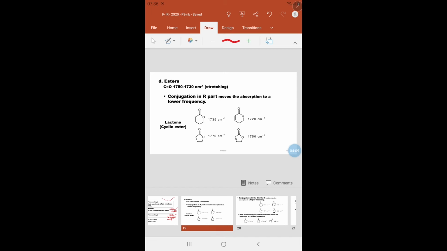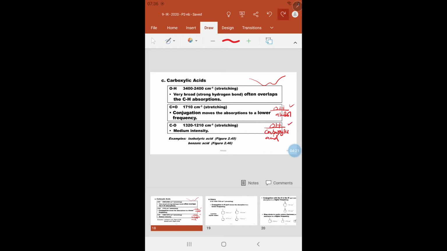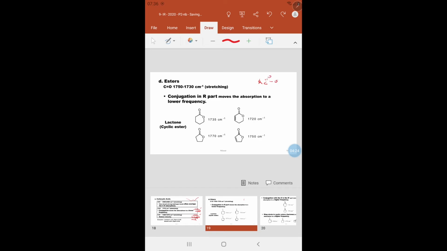Okay, next one, we move to ester. The general formula is R C double bond O O R. The special thing about ester, again, you see the C double bond O, and there are two parts where conjugation can occur, whether from this part or this part. Look at this structure here. A normal ester without any conjugation has a frequency of 1735. But going from a six-membered ring to a five-membered ring, remember the ring strain, will increase the C double bond O frequency from 1735 to 1770.